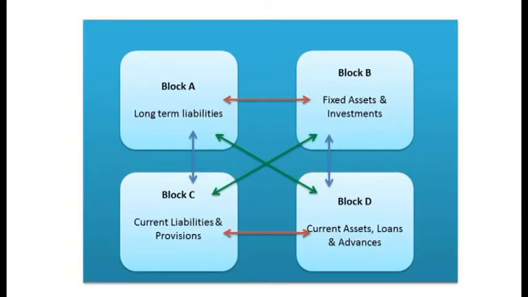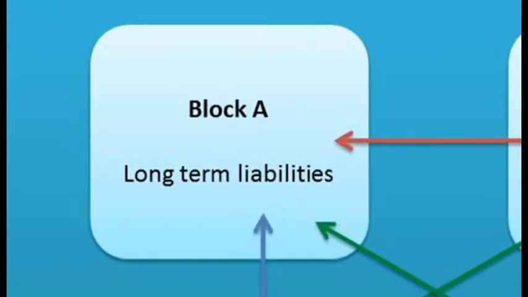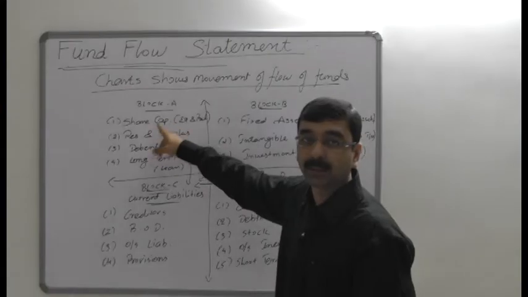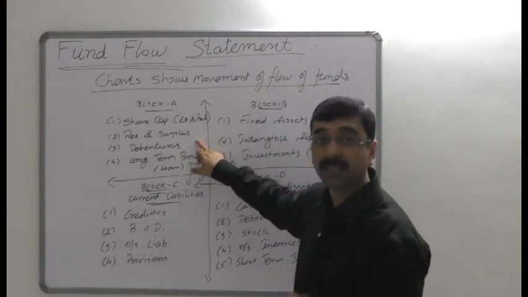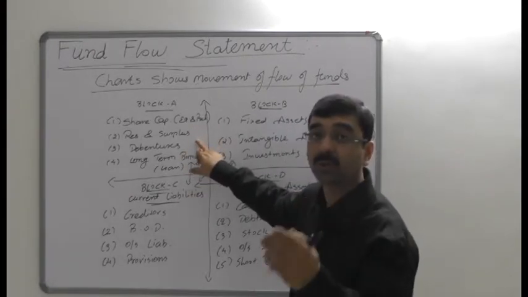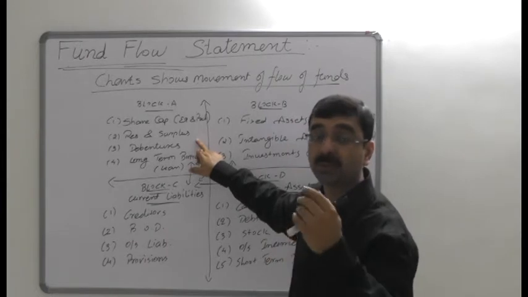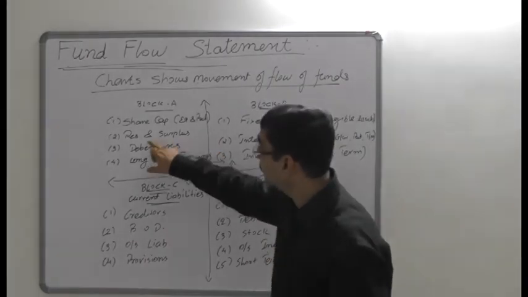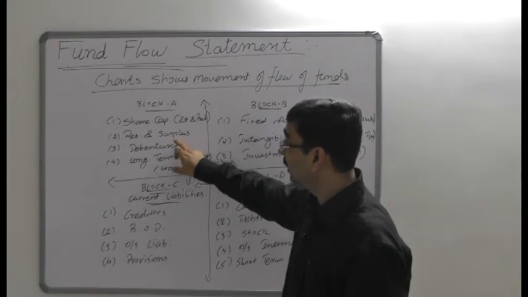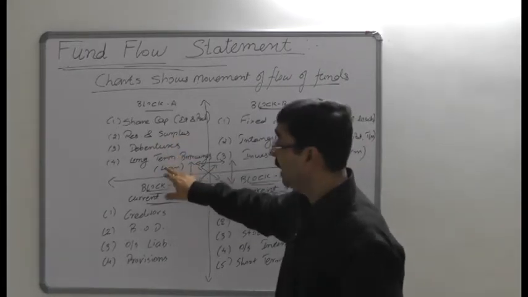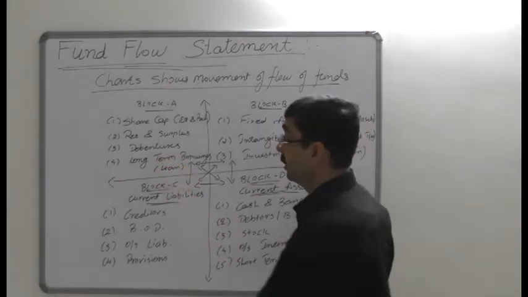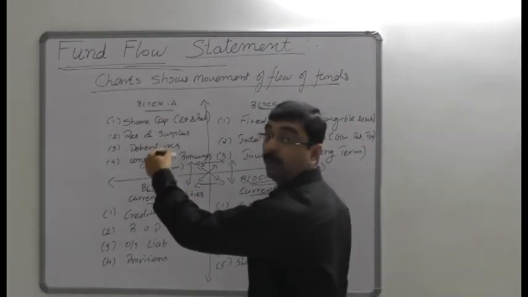So first you just see here, the balance sheet is divided into 4 parts, like block A. It is the part of long-term liabilities that carries share capital, which includes equity and preference shares. Then reserves and surplus, that is retained earnings, whatever the amount of general reserves, capital reserves and other reserves and surplus, profit and loss account, are considered under this category. Then the long-term borrowings like debentures and bank loans and financial institutions. So that is considered under block A.